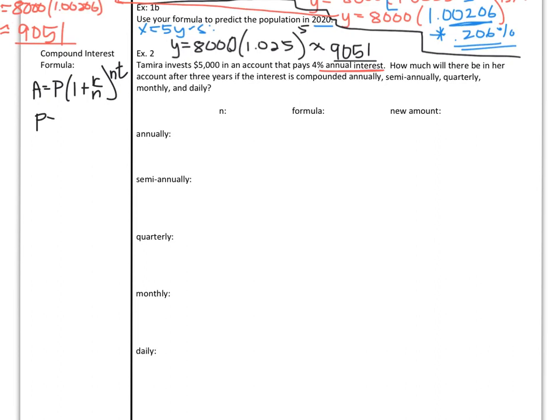Here are some defining values for you. P is your original investment or your original amount. R is going to be your percentage rate. And T is time in years. What will change our exponent is if we want to get interest compounded more than once a year. So that would mean N would equal 1. When we change that up, that's what our N value will do to affect our formula. The N value is the compounding factor.